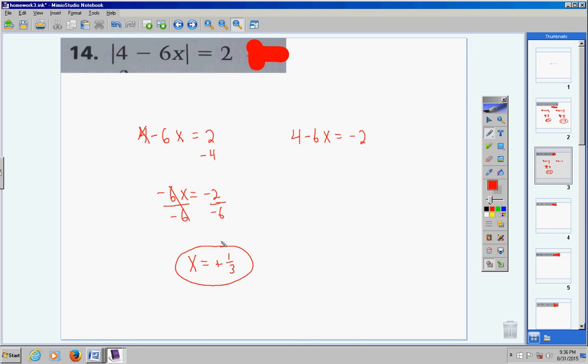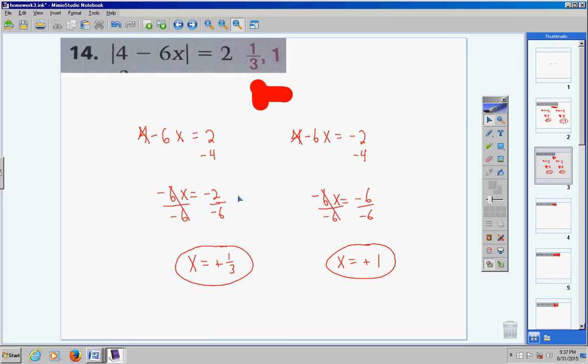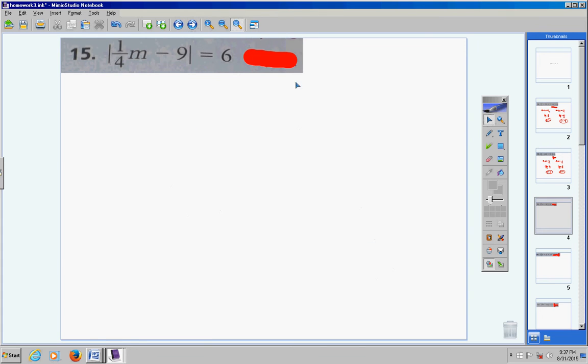So there's one answer. Now, let's bring the positive 4 over and make it a -4. And we're left with -6x equals -6. Now divide both sides by your coefficient. These cancel. A negative divided by a negative is positive. 6 over 6 is 1. So your answers for x are 1/3 and 1. 1/3 and 1. Number 15.